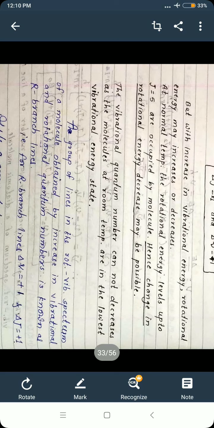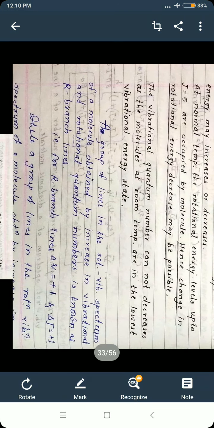In many question papers, there may be a question: what are P and R branch lines? Therefore, this is the definition of R branch lines. The group of lines for which the value of Δv is +1 and ΔJ is +1 is known as R branch lines.